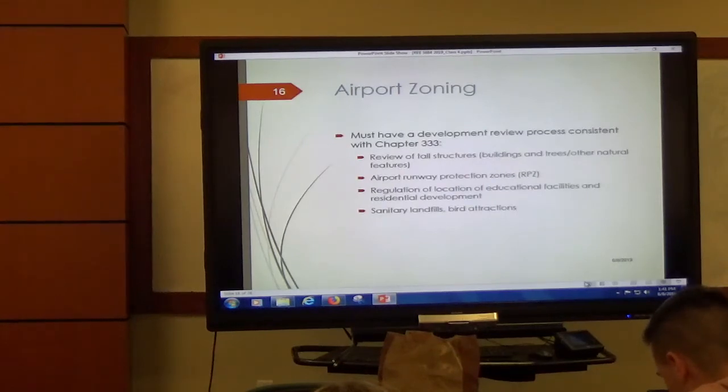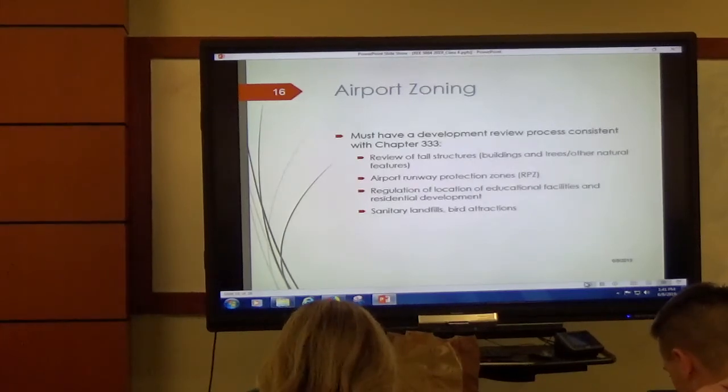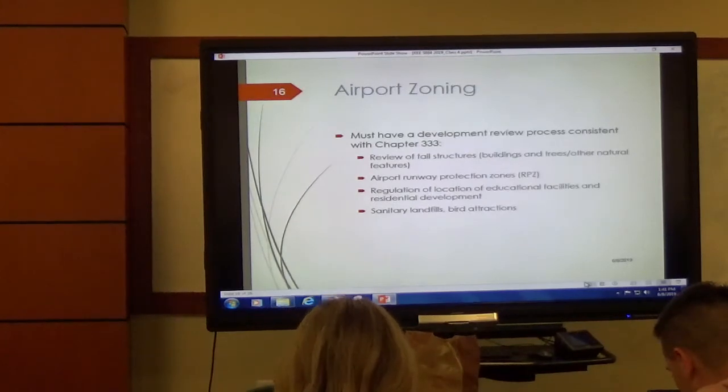They require a development review process where tall structures, buildings or trees are reviewed for compliance with the height restrictions. The airport runway protection zones are generally, they try to get control of the use if they don't actually own them as an airport. Regulation and location of educational facilities and residential development.